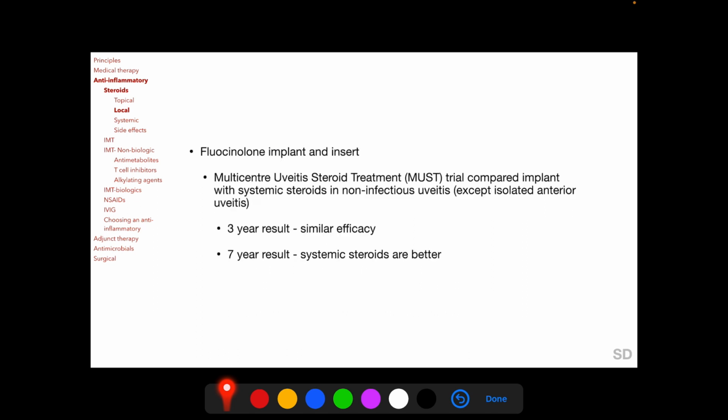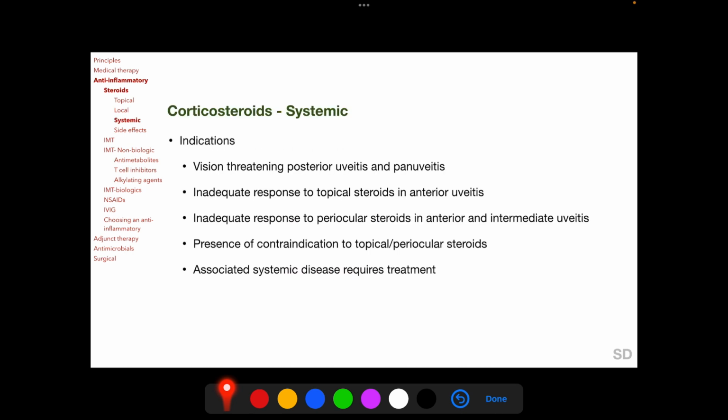Fluocinolone can also be used as an intravitreal steroid, either as an implant or as an insert, and the MUST trial, the Multicenter Uveitis Steroid Treatment trial, compared the fluocinolone implant with systemic steroids in non-infectious uveitis. The 3-year result of the MUST trial showed similar efficacy, whereas the 7-year result showed that the systemic steroids are better.